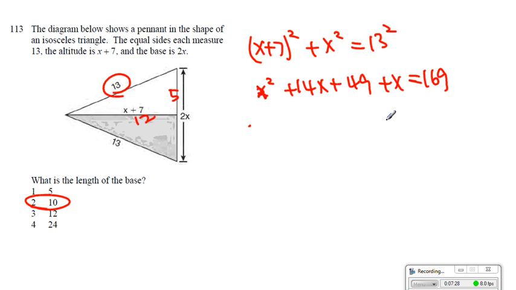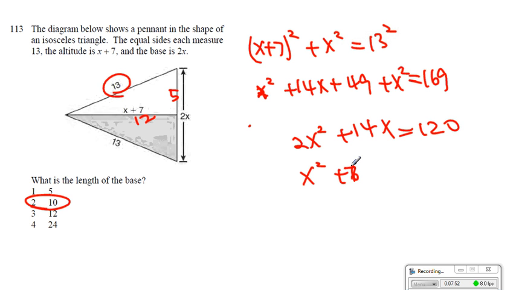By subtracting 49 from each side, here comes 2x squared plus 14x must be equal to 120. By dividing everything by 2, we get x squared plus 7x minus 60 is equal to 0.